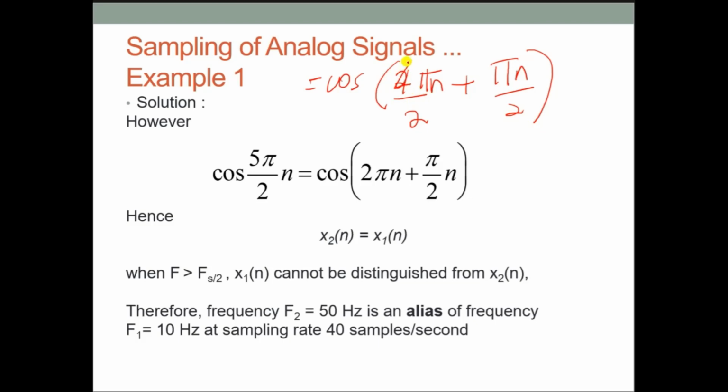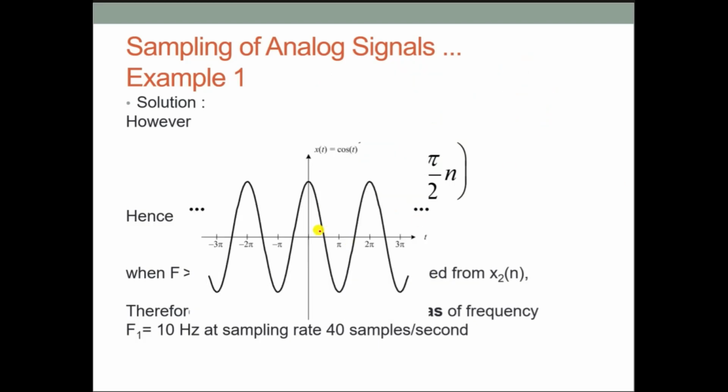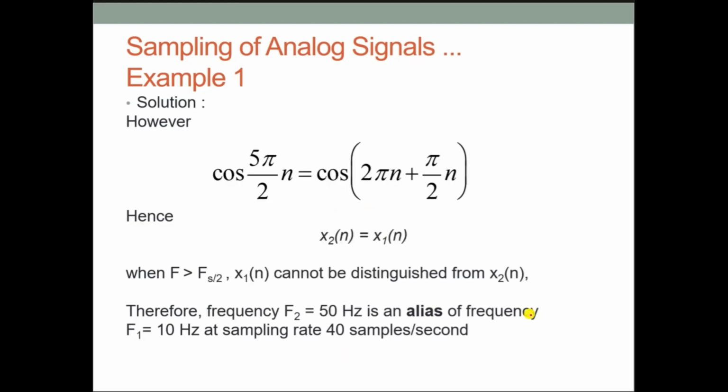This is equal to 5 pi n over 2, right? We simplify this one: 4 over 2 is 2, so we get 2 pi n plus pi n over 2. As you can see here, this is a complete cycle. For a cosine signal, 2 pi completes one cycle, so that's why this part you can actually neglect.